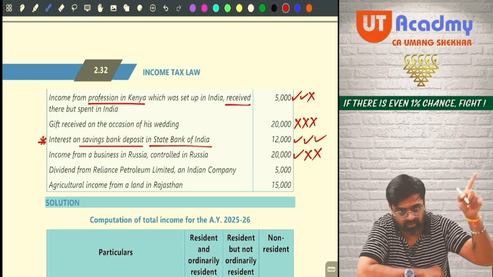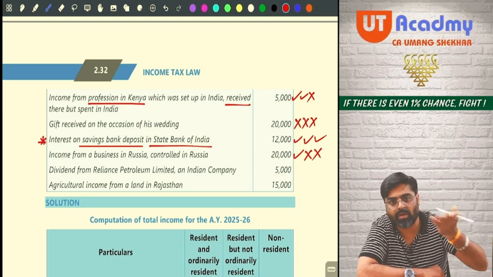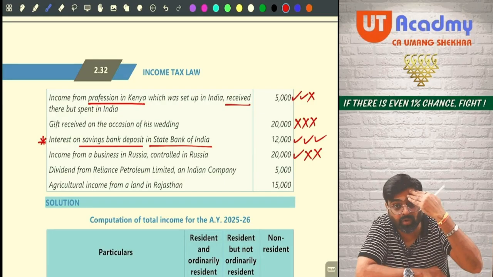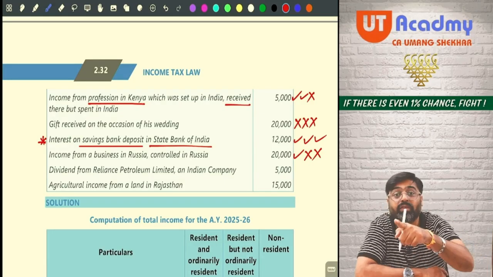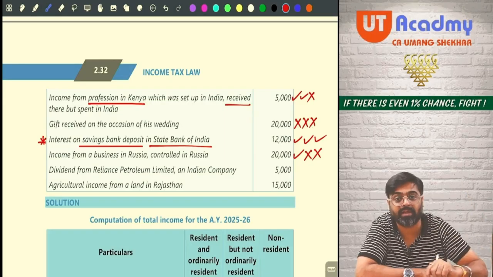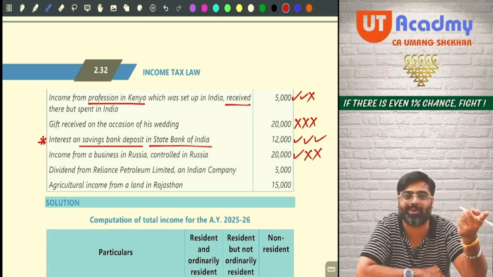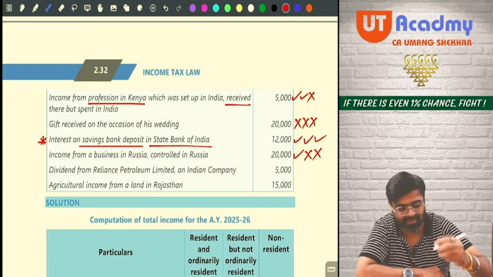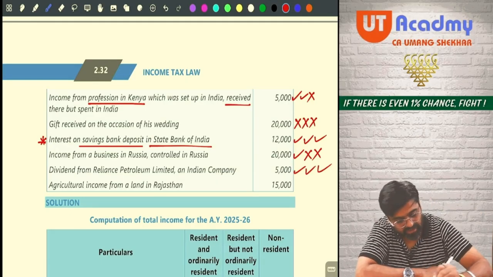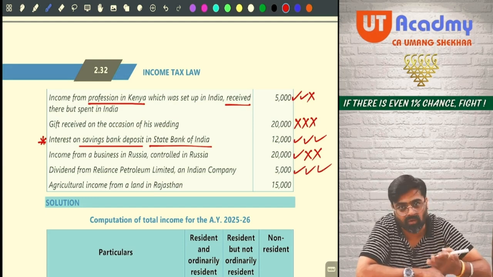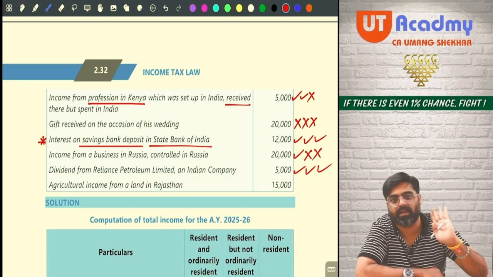Done? Next one, dividend from Reliance Petroleum Limited, an Indian company. Is this dividend received outside India? No. So it would have been received in India only. Indian income accrued in India, received in India. No need to deem also. If this dividend had been received outside India, then also it would be Indian income, but this time it would be deemed to accrue or arise in India. So this is Indian income, tick, tick, tick. This time what will you write? Not deemed to accrue. You have to write accrued in India, received in India, Indian income.